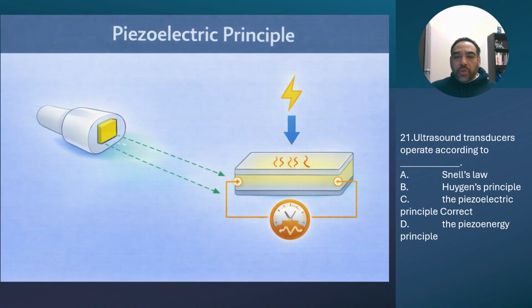All right, next question. Again, zooming in. Ultrasound transducers operate according to what? A, Snell's law. B, Huygens principle. I keep wanting to say Huygens. Huygens principle. C, the piezoelectric principle. Or D, the piezoenergy principle. So they kind of try to throw you off with this one, but we know the answer, right? So the answer is C, the piezoelectric principle.